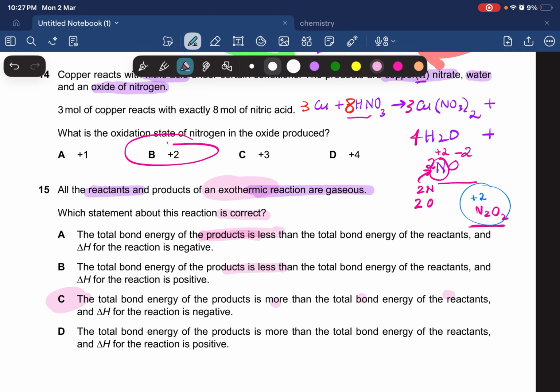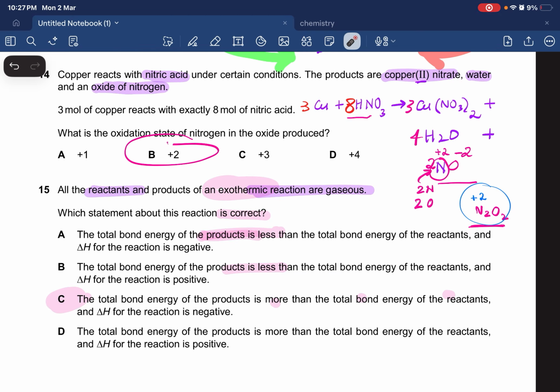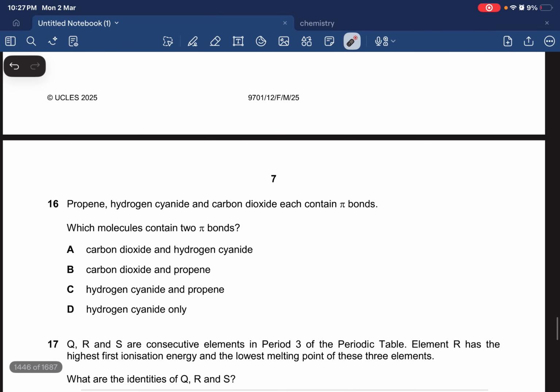In an exothermic reaction, the bond energy of your products is more. Why is it more? Because more energy is released when those bonds are formed. That's the concept of exothermic reactions.